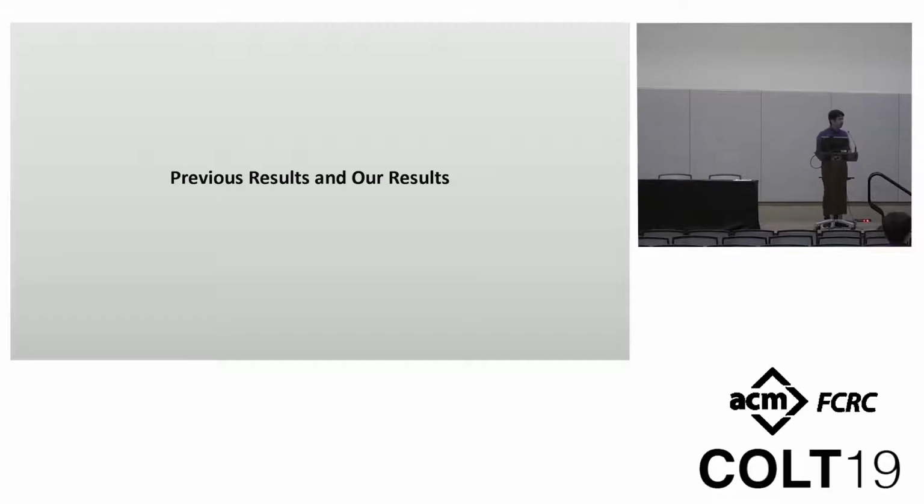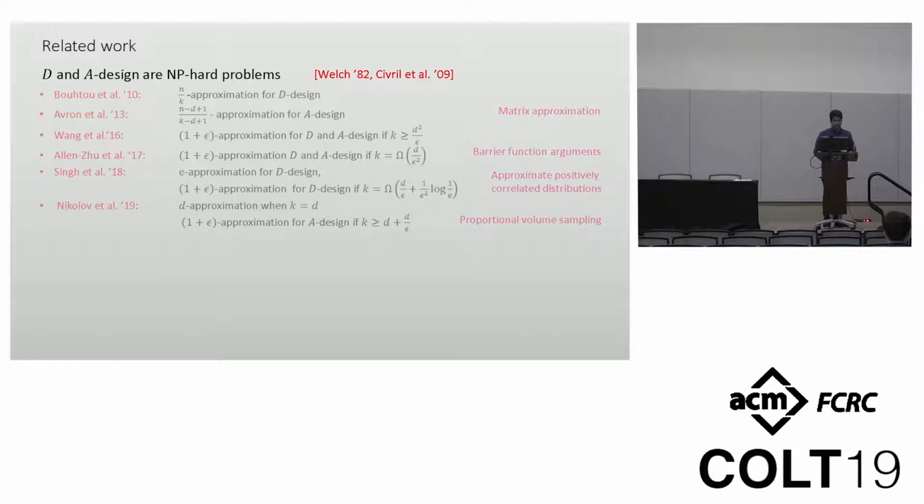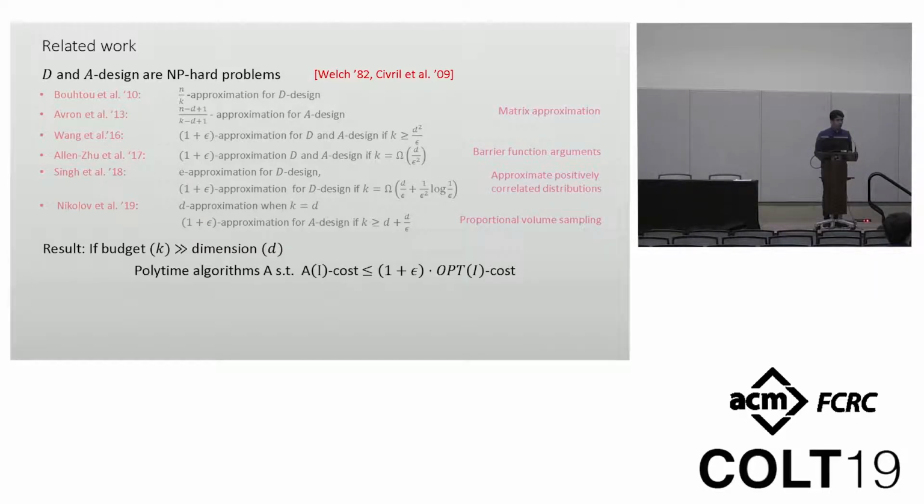All right, so what do we know about these problems? There are actually a lot of results known about this problem. First of all, both of them are NP-hard. So we look for approximation algorithms. And the general theme of approximation algorithms is this: if the number of vectors we are picking is sufficiently larger than d, then we can design polynomial time algorithms which always return a solution which has cost within a 1 plus epsilon factor of the optimum cost. So we can get 1 plus epsilon factor approximation algorithms.